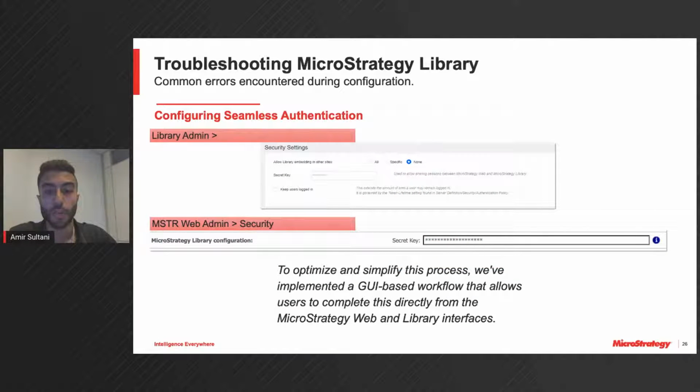Now, in order to configure seamless authentication via the web GUI, you'll first copy the identity token.secret key value from the config override.properties, then open the web admin page, select security from the left side navigation, paste the secret key value, select save, and restart the web server. From here, you'll see the change has been written to the sysdefault.properties file automatically for you.